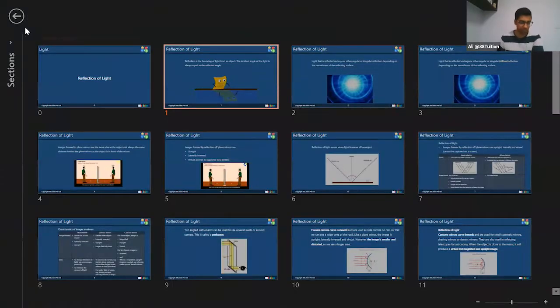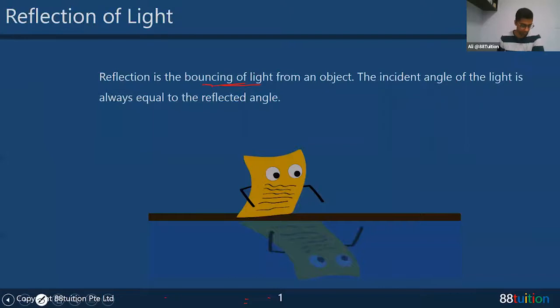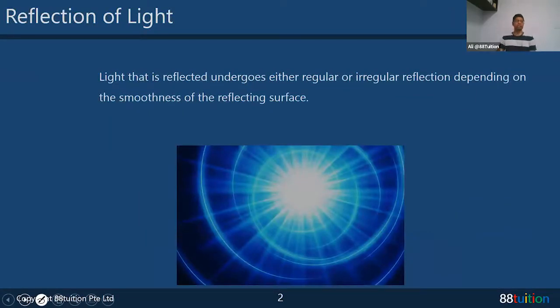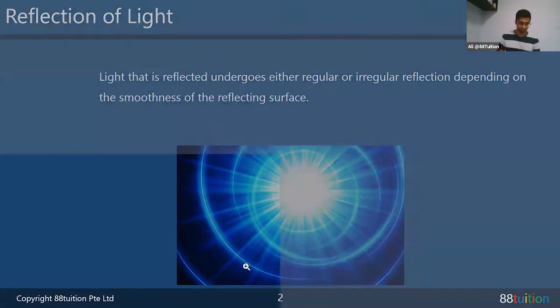Still giving me trouble. Sorry, guys. 1, 2, 3. 1, 2, 3. Come on, guys. Okay. Light that is reflected undergoes regular or irregular reflection. Okay, take note of regular or irregular.